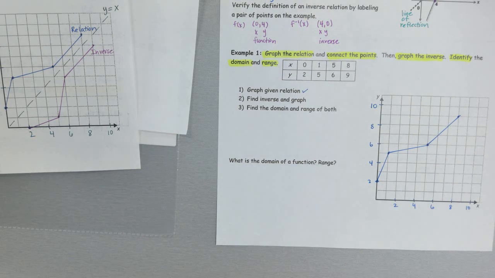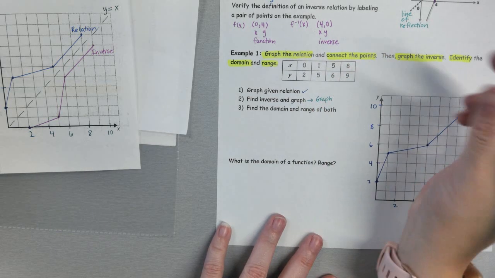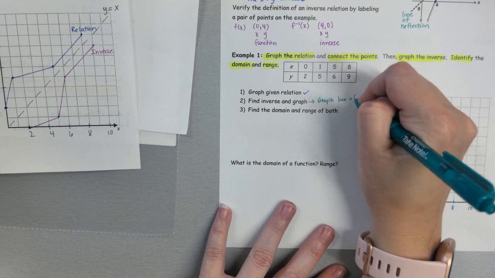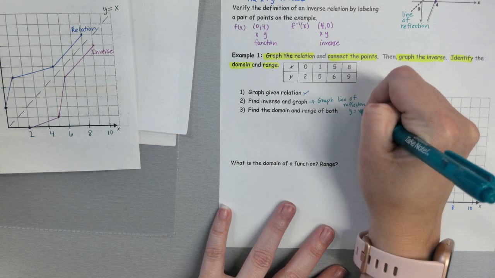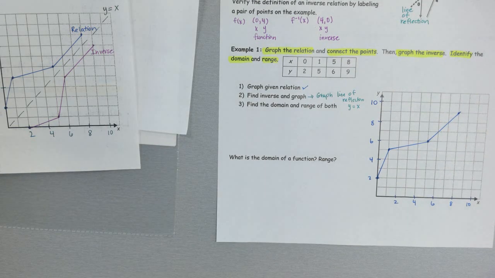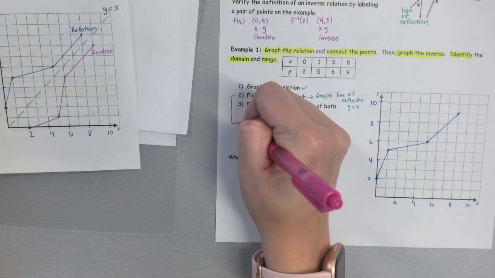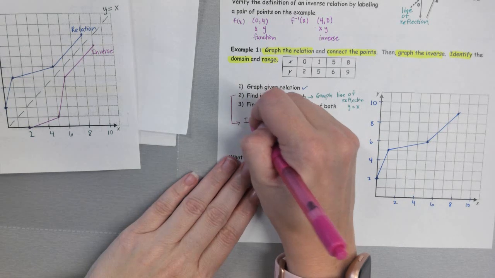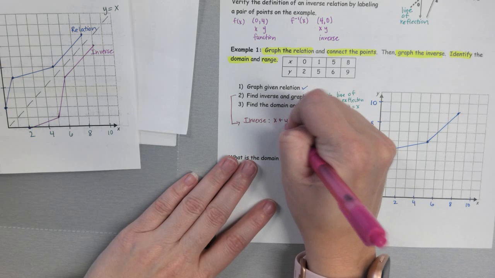Now we're going to find the inverse and graph. Anytime you are graphing the inverse, you are also going to graph the line of reflection, and the line of reflection is y equals x. So we are going to be graphing that. We are also going to be graphing the inverse. When you are finding the inverse, we just talked about inverses meaning the x and the y values switch.